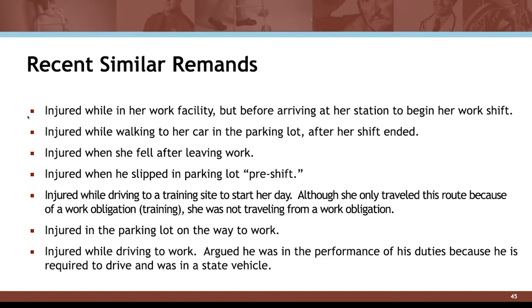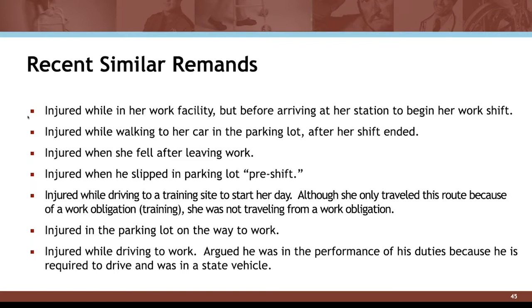In her application, she wrote, something to the effect of, on my way to my station to begin my shift. We were not sure if she was in the performance of her duties because by her own admission, her shift had not begun. She had not gotten there yet. We remanded it back to the board to make some findings of fact to possibly assist her with that application.